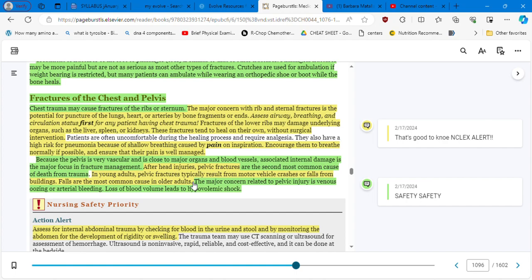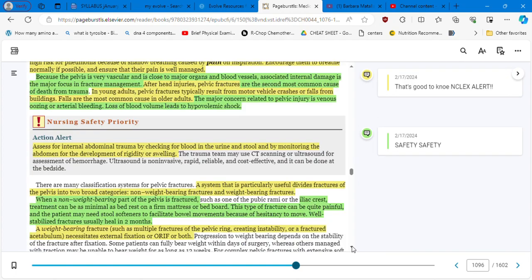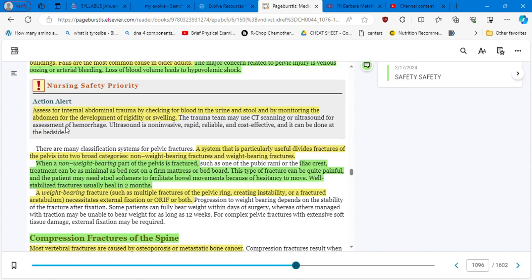So in young adults it results from motor vehicle crashes or falls, and in older adults, falls are the most common cause. The major concern related to pelvic injury is venous oozing or arterial bleeding, as I was telling you, right? Loss of blood volume leads to hypovolemic shock. That's good to know. Safety, safety, safety, and I will say assessment, assessment, assessment. Action alert: assess for internal abdominal trauma by checking for blood in the urine and stool and by monitoring the abdomen for the development of rigidity or swelling, right?